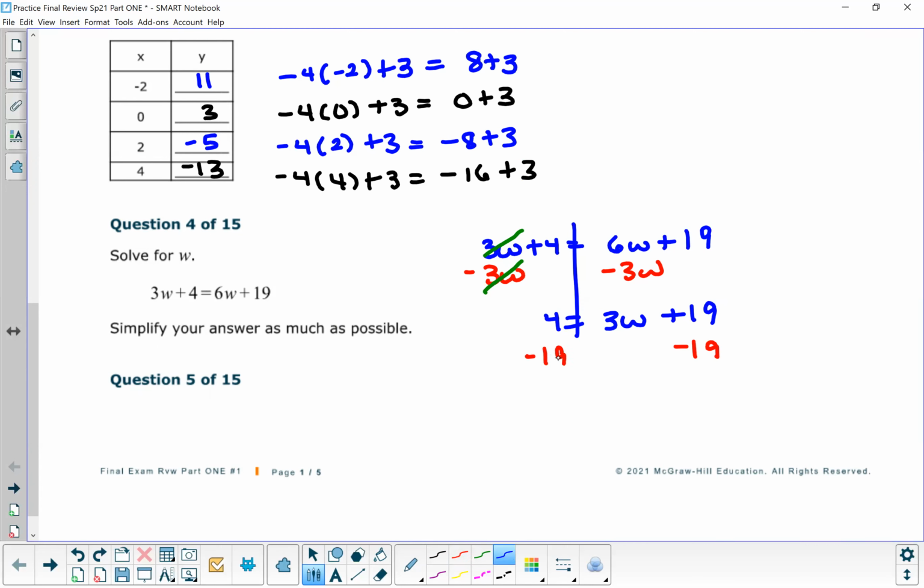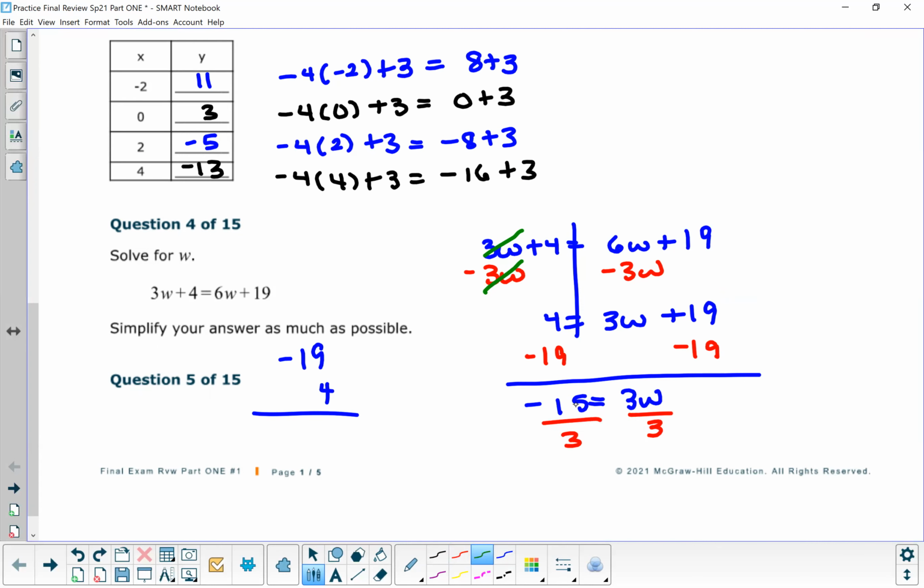So 4 minus 19, or in other words, we want to do the 19 minus the 4, so that gives us -15 equals 3w, and then divide both sides by 3. So that's going to give us -5 is equal to 1w.